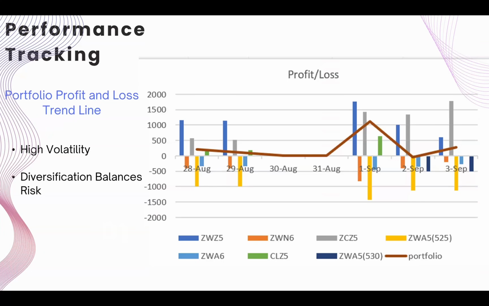The portfolio profit and loss chart shows the story. On September 1, our portfolio spiked, but the next day we had a big drop before recovering slightly on September 3. This means the market is very volatile.